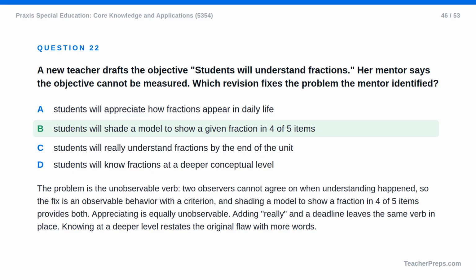The problem is the unobservable verb. 2 observers cannot agree on when understanding happened, so the fix is an observable behavior with a criterion, and shading a model to show a fraction in 4 of 5 items provides both. Appreciating is equally unobservable. Adding really and a deadline leaves the same verb in place. Knowing at a deeper level restates the original flaw with more words.